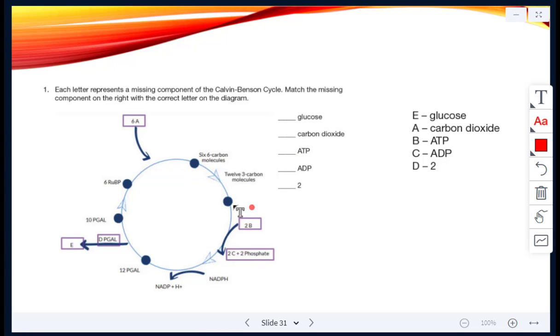ATP is here. ADP is here, when 2 of those plus 2 phosphates. And lastly is D, which is right here. How many molecules of PGAL? It is 2. 2 molecules of PGAL will go for the synthesis of glucose, and then 10 of the PGAL molecules go to the formation of more RuBP molecules.